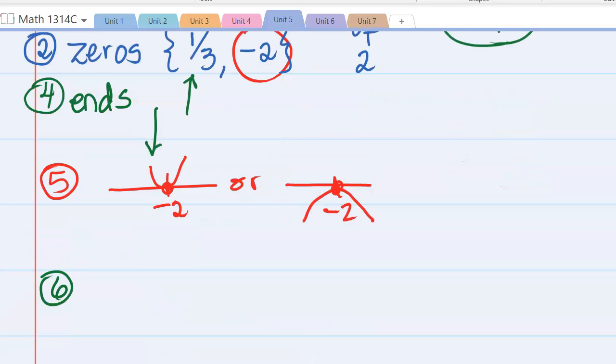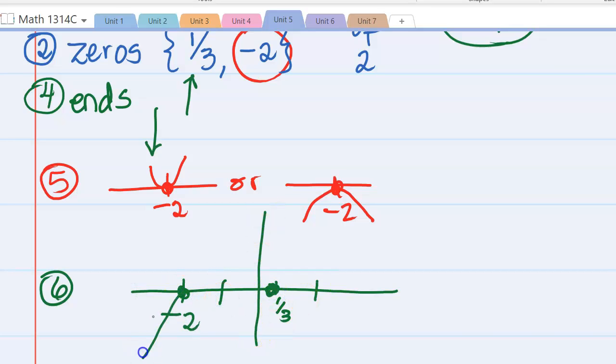Finally, we need to graph our points and end behaviors as seen here. Now, we can connect the points to our end behavior arrows. Starting on the left, we will go from negative infinity to the x-intercept of negative 2, 0. And since it has a multiplicity of 2, we will touch the x-axis and bounce back down.